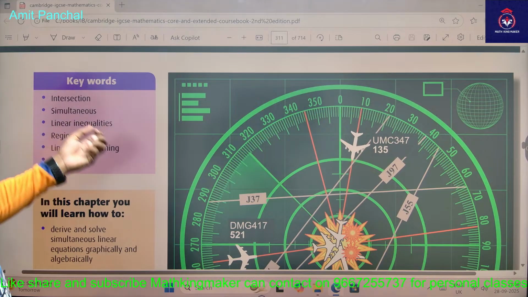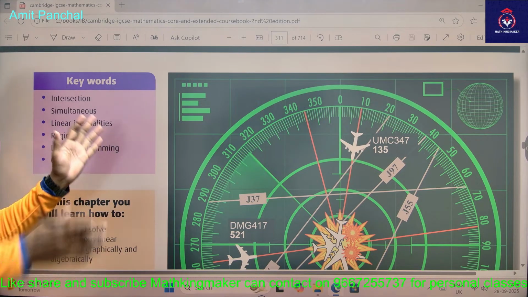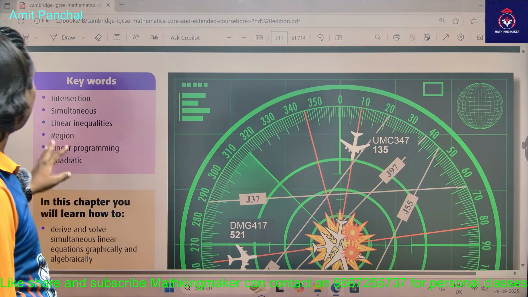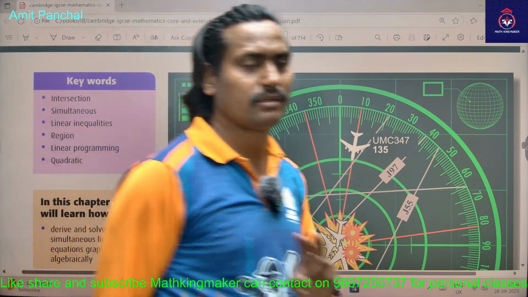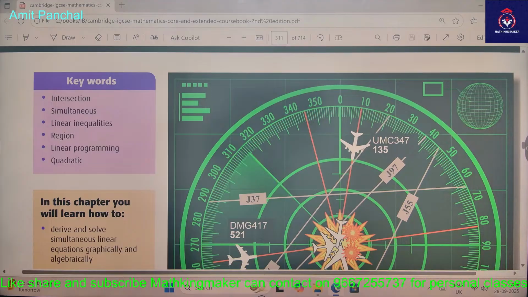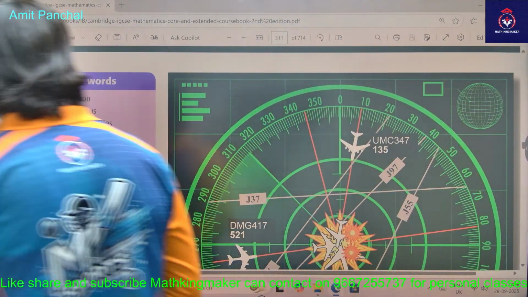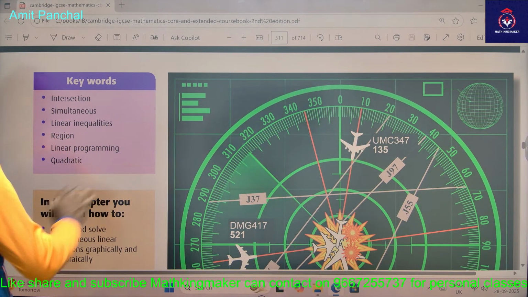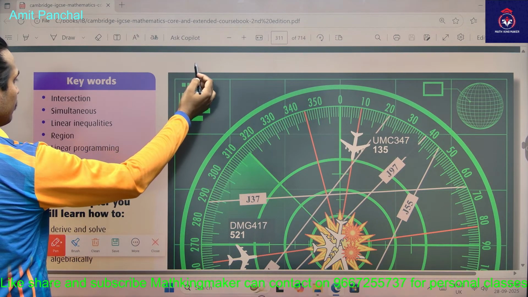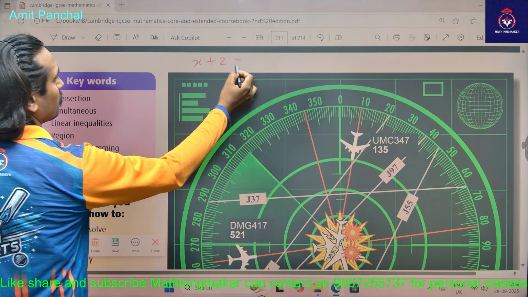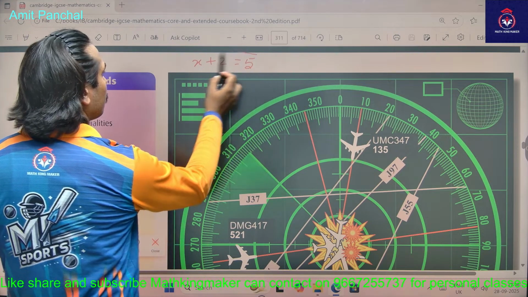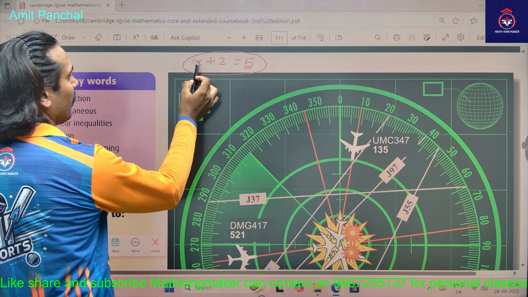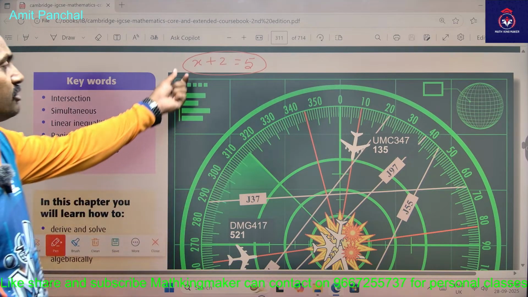And if it is linear, what are linear inequalities? We discussed it earlier. Linear means the degree, there are no exponents, right? Linear means the degree of the variable must be 1. For example, an equation like x plus 2 equals 5 is a linear equation. Why is it a linear equation? Because the degree of the variable is 1.